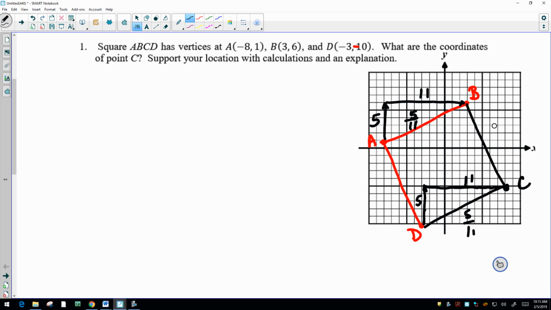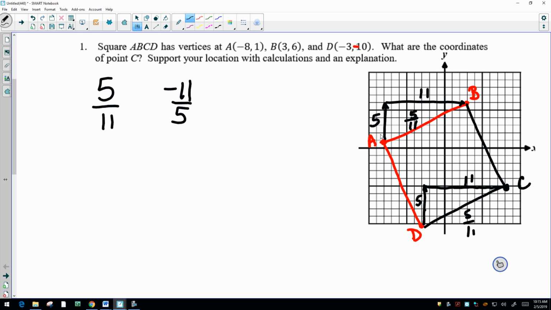What should be true about these two if it's a square? They should be parallel to each other, number 1. And what should they be to the adjacent sides? Perpendicular. So if I have one slope that is 5 over 11, what's the perpendicular slope? Negative 11 over 5. So what I would do is, okay, let's count it out.